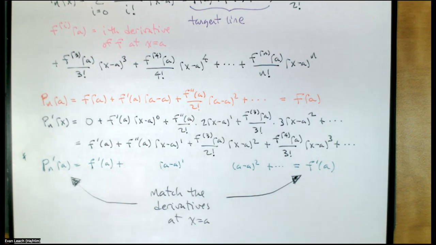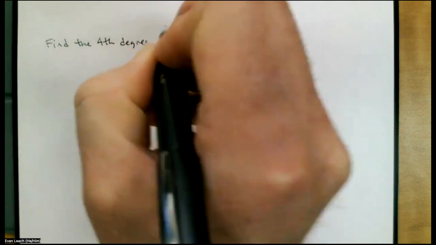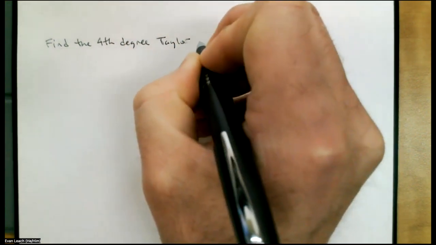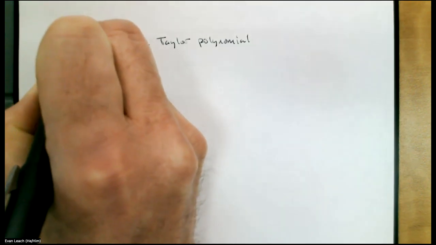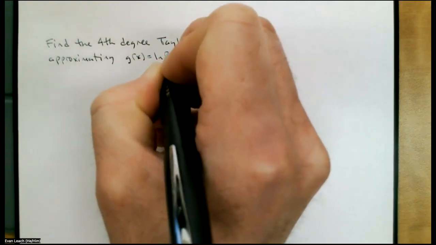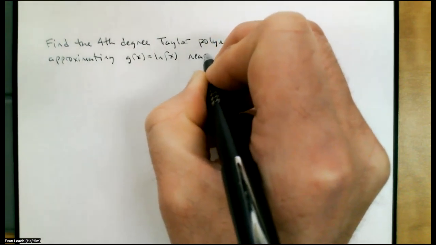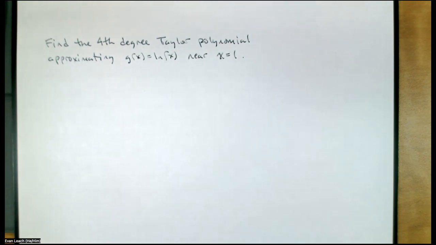Let's do an example. Let's extend an example that we looked at yesterday. Let's find the fourth degree Taylor polynomial approximating the natural log of x near x equals 1.